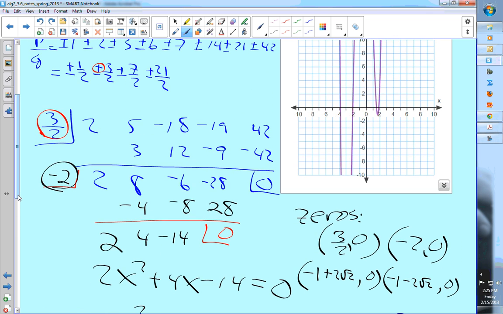So when you look at the graph, 3 over 2, 0 right here, negative 2, 0 right here, negative 1 plus 2 root 2 is right here, and negative 1 minus 2 root 2 is right here. And by the middle of next week, you'll be able to graph these as fast as the software that you're looking at right there. Okay? The graphing part is easy if you can do degree, leading coefficient, and behavior, and find the zeros. The graph of this is a piece of cake.